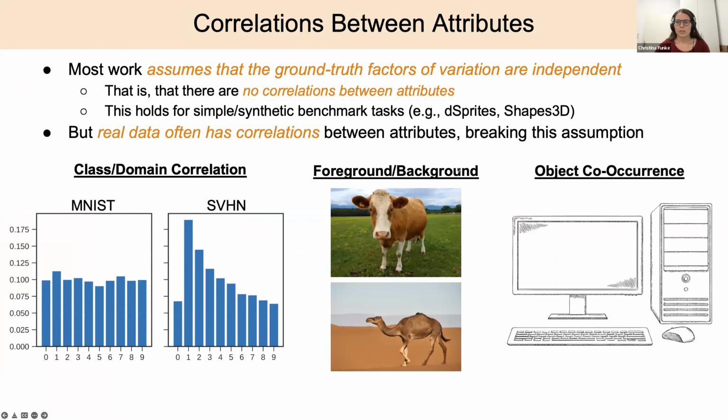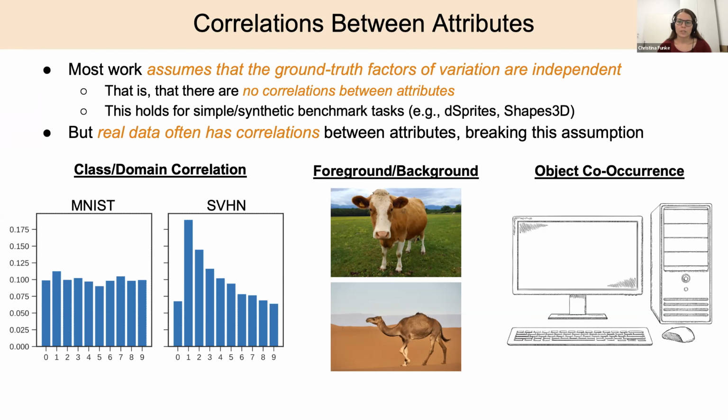Most work on disentanglement assumes that the ground truth vectors of variation are independent. This implies that there are no correlations between the attributes. While this holds for simple synthetic benchmark tasks, this is not true for many real-world datasets. For example, the class and the domain can be correlated.